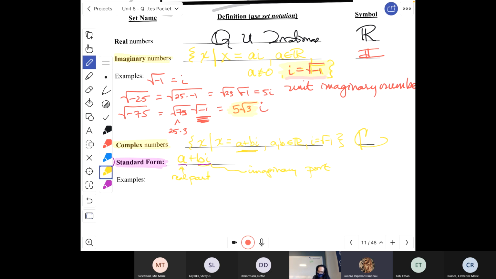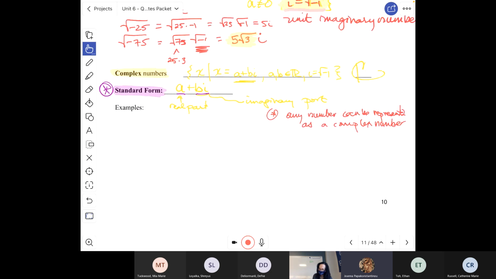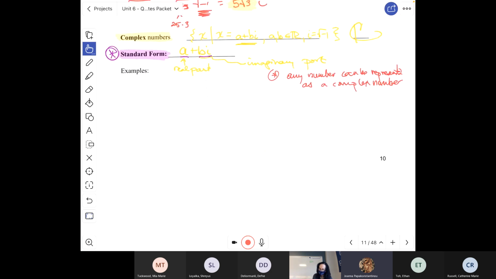So let's look at some examples. One thing I want you to keep in mind is that any number can be represented as a complex number. You can always represent it as a complex number. However, the real or imaginary part could be 0. So let's look at some examples of complex numbers.